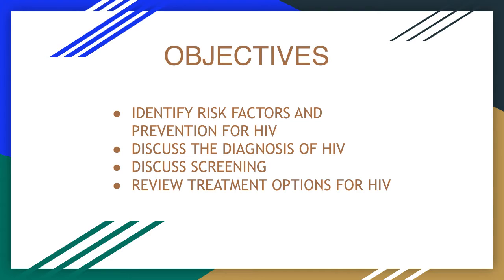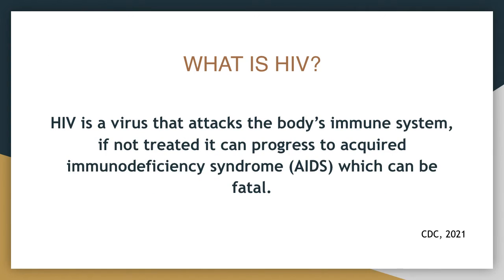What is HIV? HIV is a virus that attacks the body's immune system. If not treated, it can progress to acquired immunodeficiency syndrome, otherwise known as AIDS, which can be fatal.